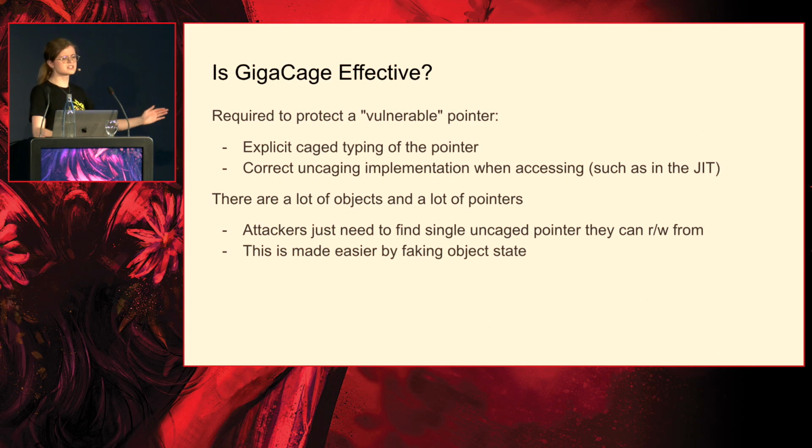Additionally, there's just tons and tons of different pointers in the code. Even ignoring the DOM and other web APIs that get stuck in our heap, there's just tons of other objects we can use. So all an attacker needs to do is find a single pointer that is not protected, and they're pretty much good to go. And this can also be made easier depending on what type of object you're looking at. Sometimes you can make a fake object that still has a vulnerable pointer in it, and it's pretty easy.